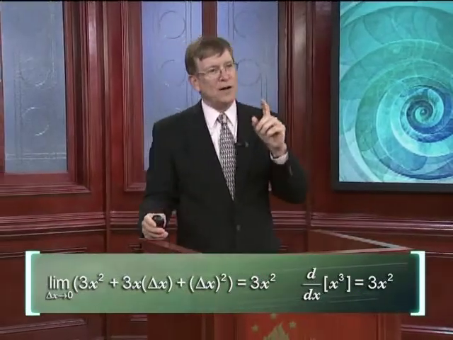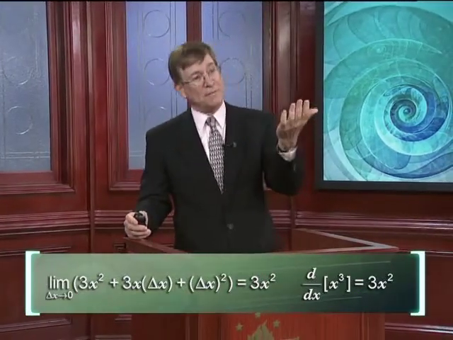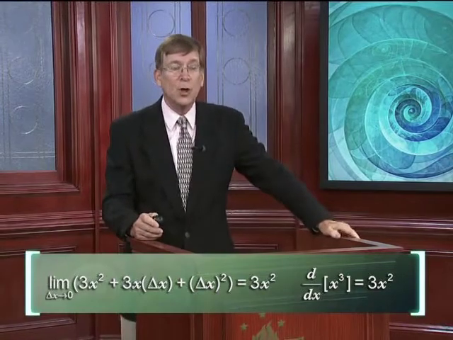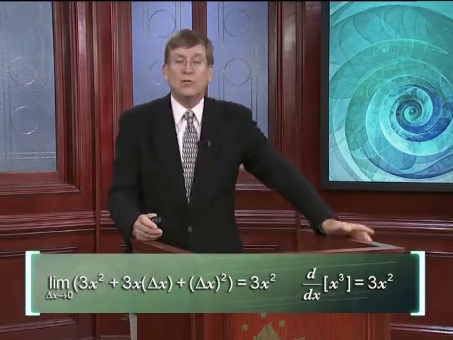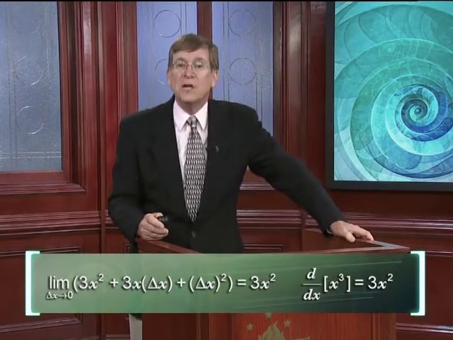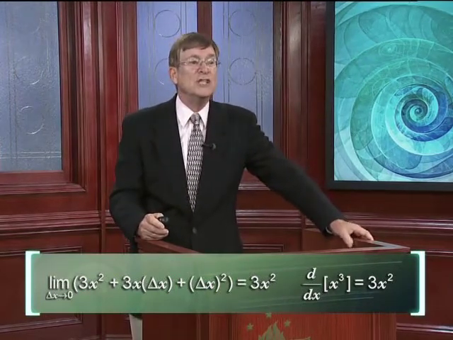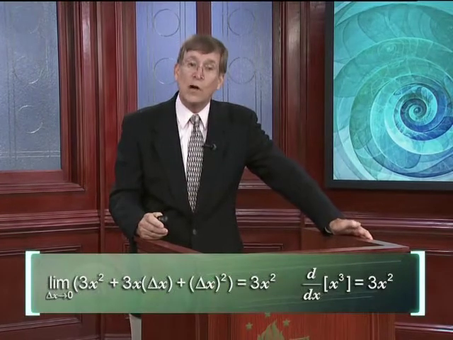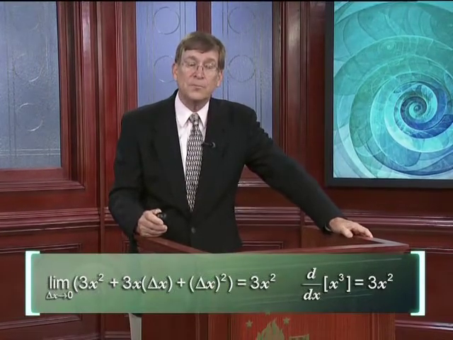What's the slope of the graph of the function x cubed at 0? Well, plug it into the derivative. It would be 0. 3 times 0 squared. What's the slope at 1? It would be 3. What's the slope at minus 2? It's 12. Plug in minus 2.